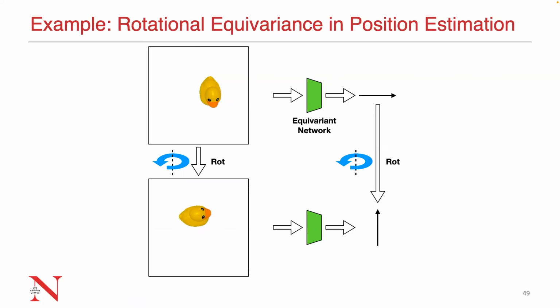What's the output here? The output is two vectors. It's the x-y position of the duck. Oh, okay. It's not the direction the duck's facing. No, it's where it is, relative to the sun. Yeah, right.